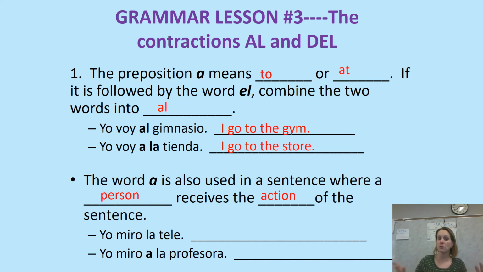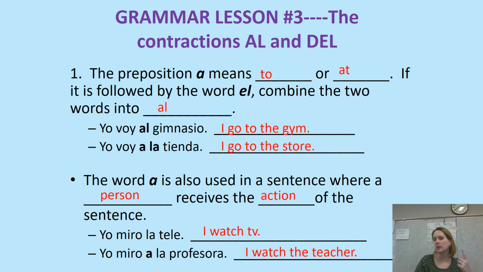So yo miro la tele. Okay? That's saying I watch TV, right? I watch the TV. Yo miro un DVD. That was another one of our examples. Yo escucho música. Okay? That's where an item receives the action. Yo miro a la profesora. Okay? I look at the teacher. Or I watch the teacher.